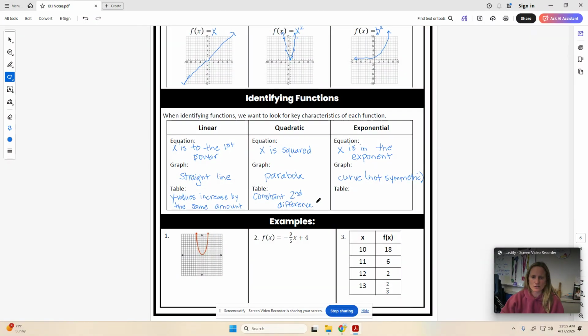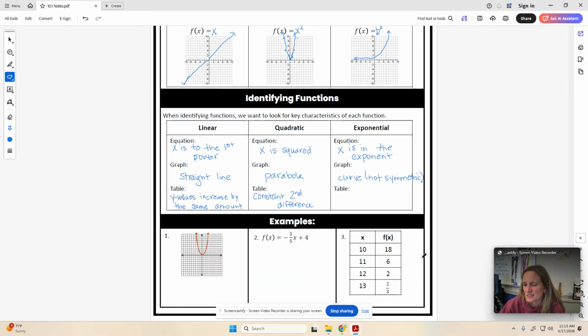This is something you'll use a lot when you get into pre-calculus and calculus. But if you look at the difference of the y values, x has to be increasing by the same amount. If you just look at that first difference for a quadratic, you're not going to see a constant change. For example, in this table down here, 18 minus 6 is 12, 6 minus 2 is 4, and 2 minus 2/3 is 1 1/3 or 4/3. So that's not the same.